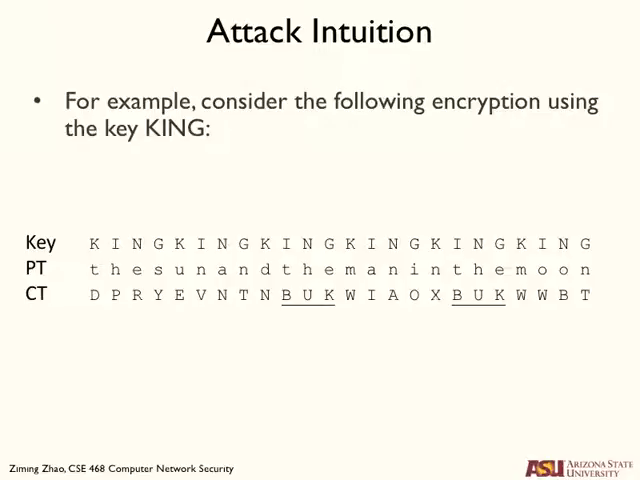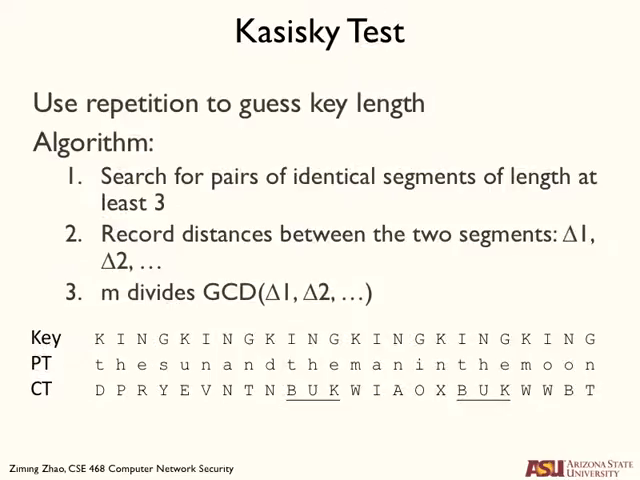So people discovered that there is a relationship with the distance between those two repeated strings. The distance here is 1, 2, 3, 4, 8. So 8 letters. They discovered that the length of the key must divide the greatest common divisor of all the distances.